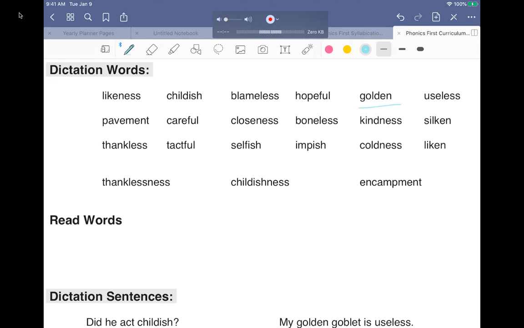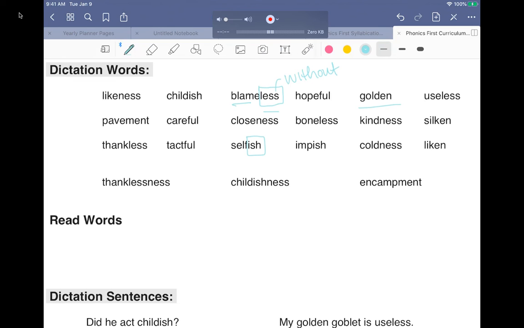Okay? When I come to a word that has a suffix in it, what I can do is box it. Because I know LESS at the end of a word always says less and always means without. Okay? So this word here is blameless. That means I am without blame. You cannot blame me. Look at this word here.